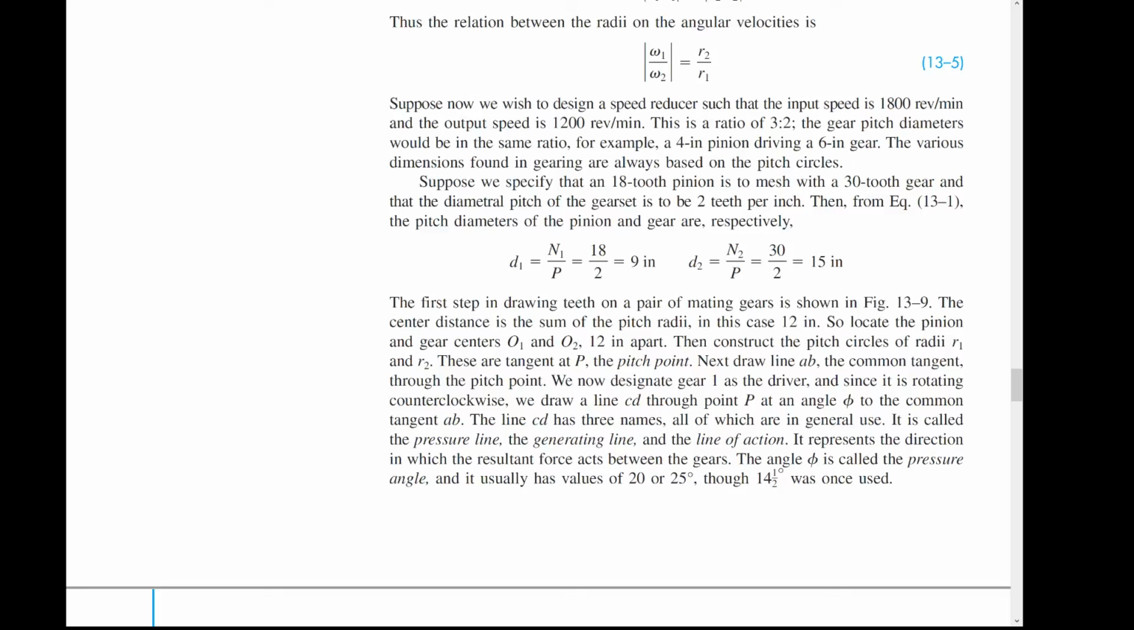Very disappointed. The first step in drawing teeth on a pair of mating gears is shown in figure 13.9. The center distance is the sum of the pitch radii, in this case 12 inches. So locate the pinion and gear centers O1 and O2, 12 inches apart.